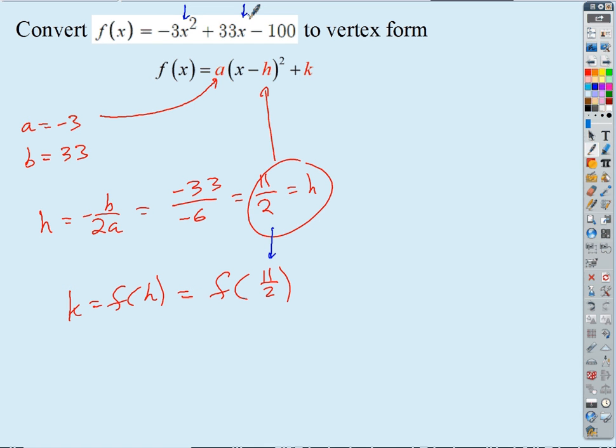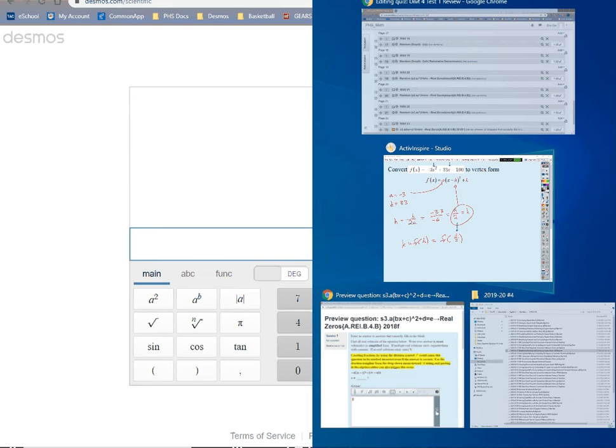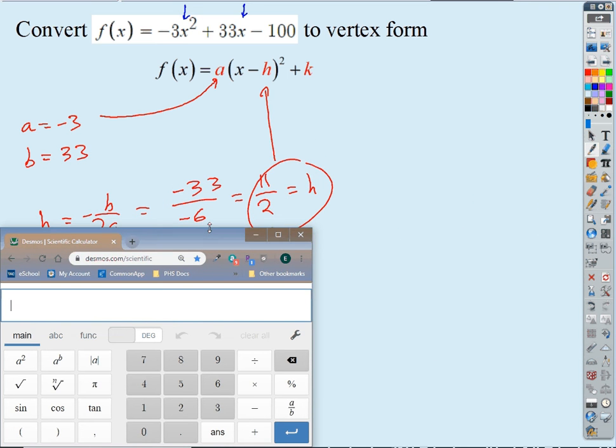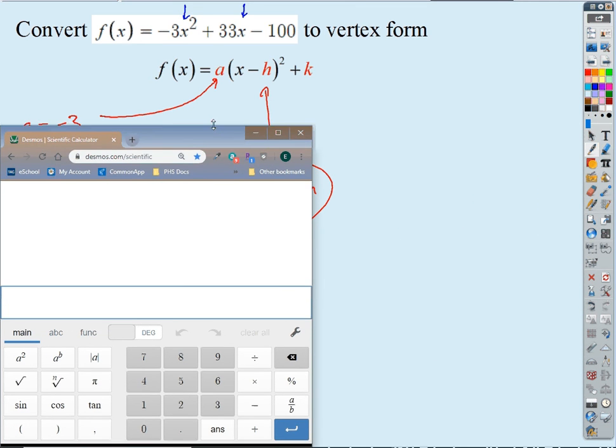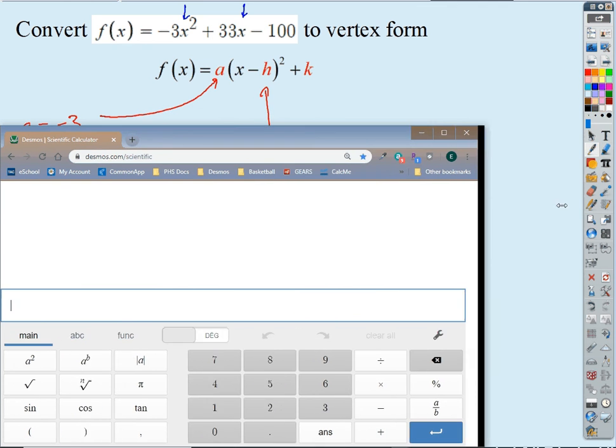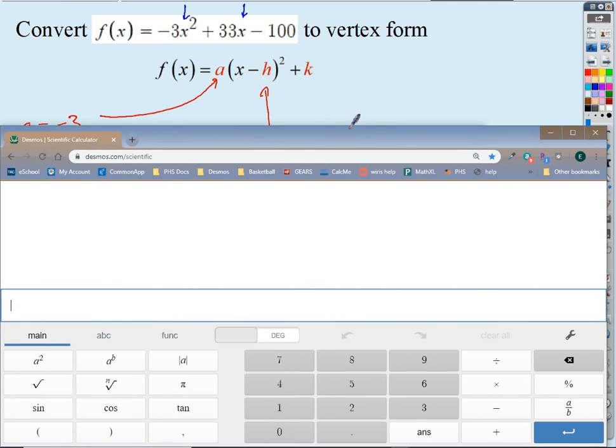Well, technology to the rescue. Here's an example where you can use Desmos, and it really is very helpful. So all I got to do with Desmos on this one. Okay, Gabe, you with me?